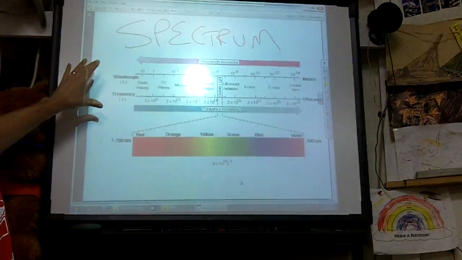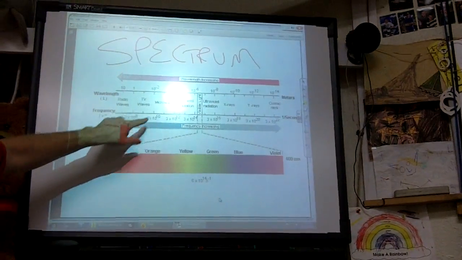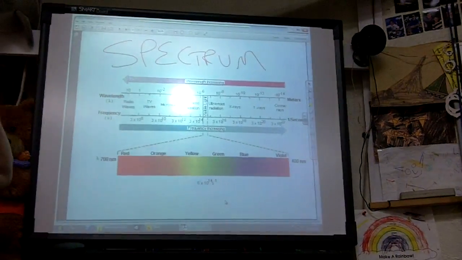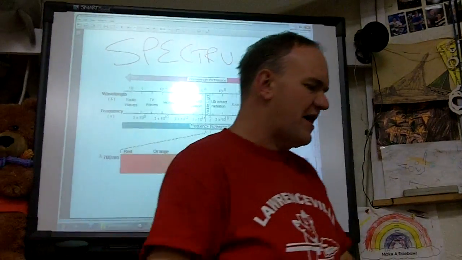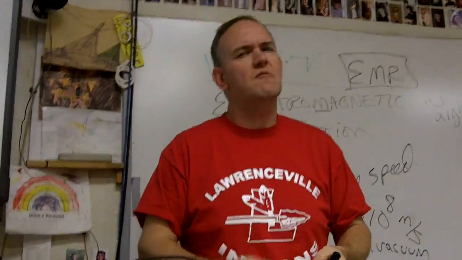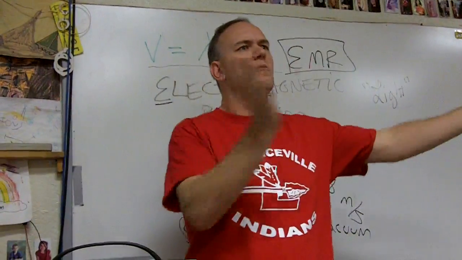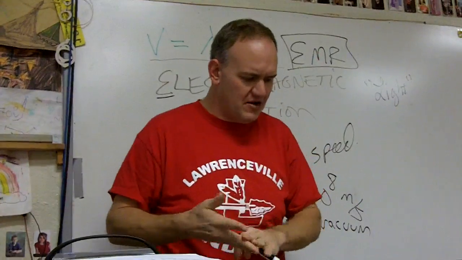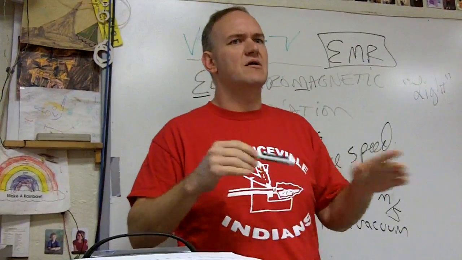And so what we're going to do for the rest of the day is we're going to talk about each little section. We're going to talk about radio, microwave, infrared, ultraviolet, X-rays, and gamma rays. But before we do that, one of the skills that you're going to be required to have on this test is you're going to have to know the order. You're going to have to know that it's radio, then microwave, then infrared, then visible, then ultraviolet, then X-rays, then gamma. You got to know that.